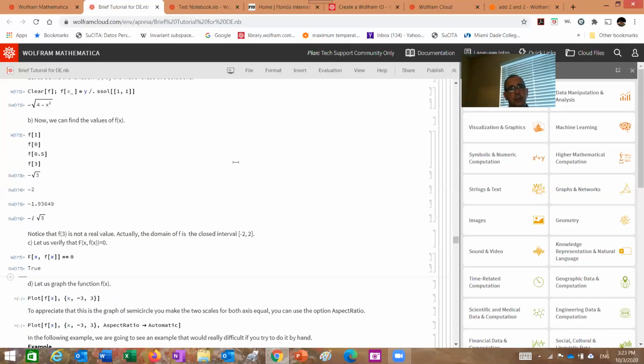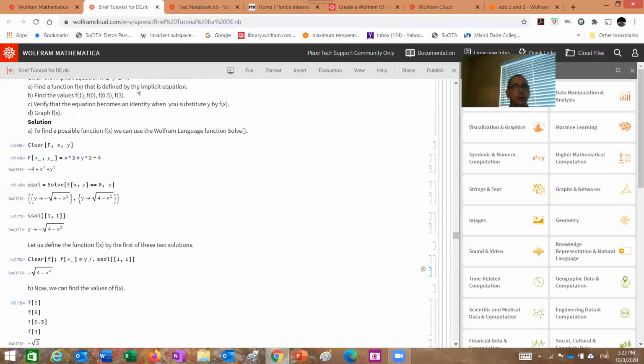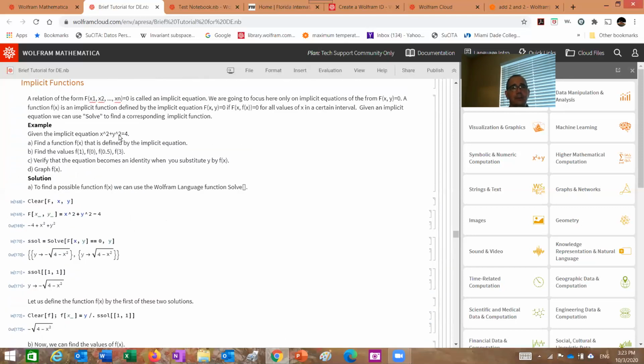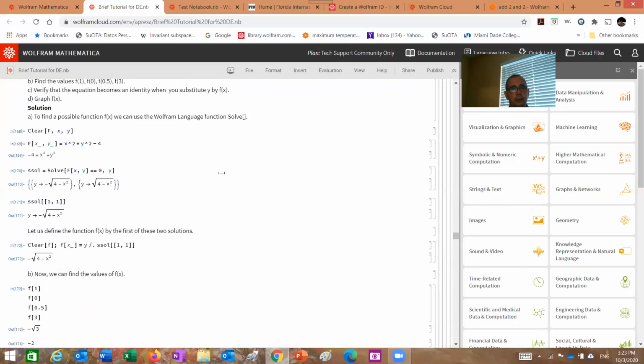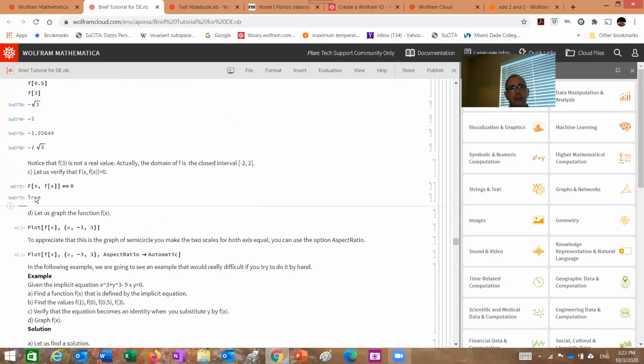Well, in this case, the 4 has been moved to the left side. And we have 0 on the right side, but it gets 0 is equal to 0. And that's why we get that this is true.